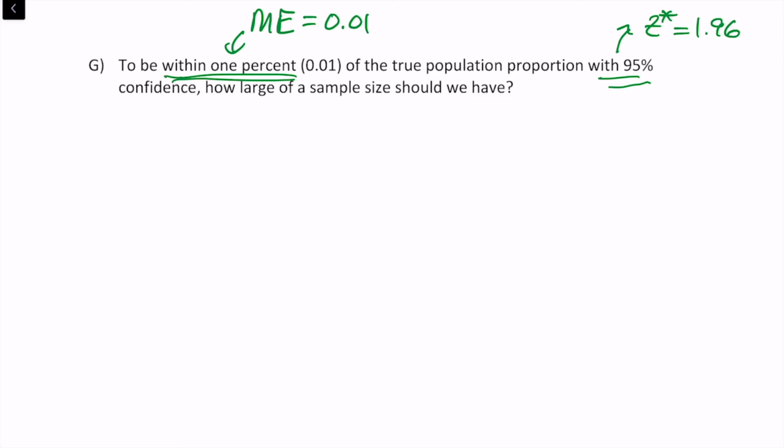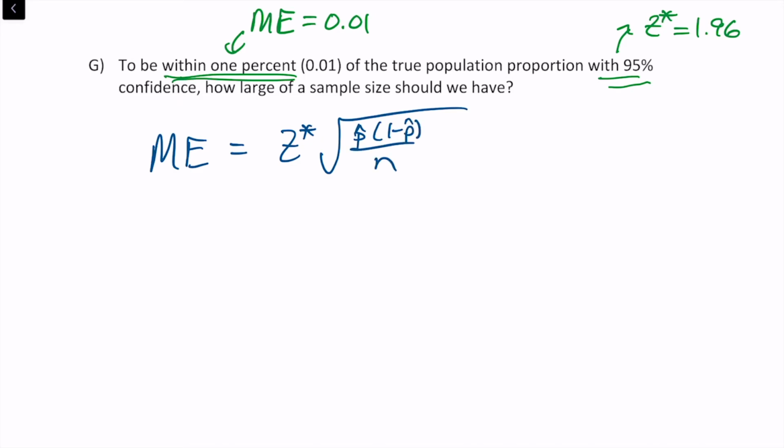Once again, feel free to go back in the video and see where we calculated the critical z-score for a 95% confidence interval. So now what does that mean? Let me write down the formula for our margin of error. The margin of error equals z critical times the square root of p hat times 1 minus p hat over n. All right, so I want to solve for n, because I know everything else.